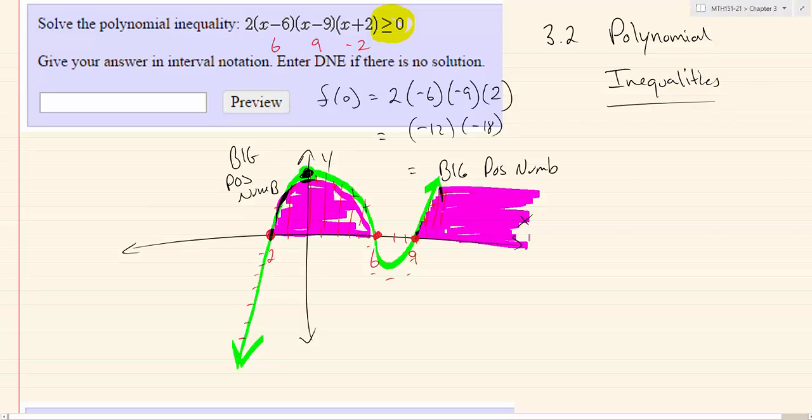And so how would you write this as an interval? And be careful with the interval. Make sure it's greater than or equal to. Y is equal to 0 at the x-intercepts. So we're going to go hard bracket, -2, comma 6, hard bracket, union with, hard bracket, 9, comma, infinity, parenthesis.